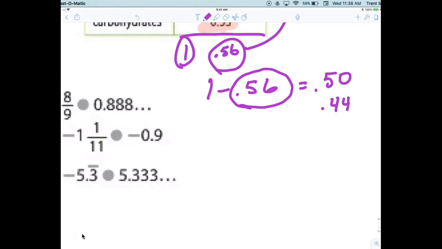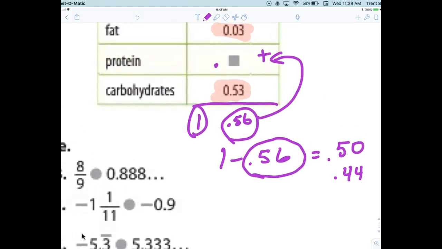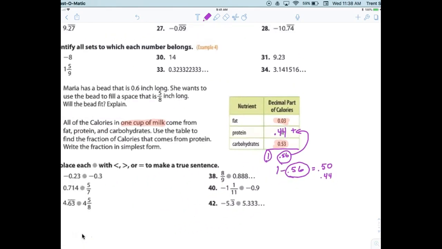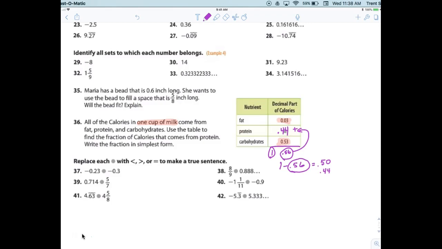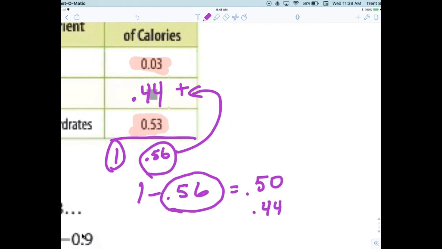All right? So that means that the protein is going to have how much? 0.44. Do you agree with that? Now I got to still read the question. It says, write the fraction in simplest form. So how do I write 0.44 as a fraction? That's correct. Very good. 44 over 100, and then I can reduce that to 11 over 25. Do you hear me on this now? All right, that was kind of tricky. If you got that one right, you're in pretty good shape for tables. All right, good for you, Yos.